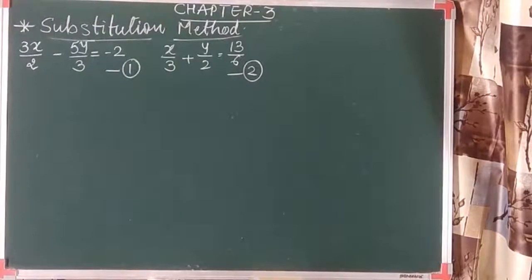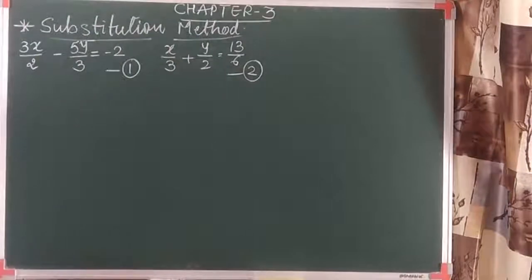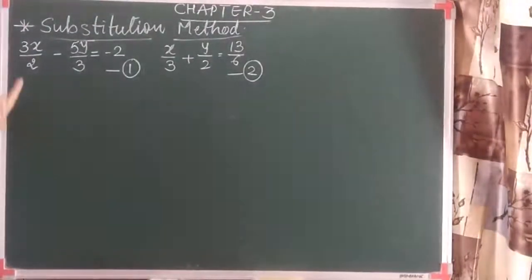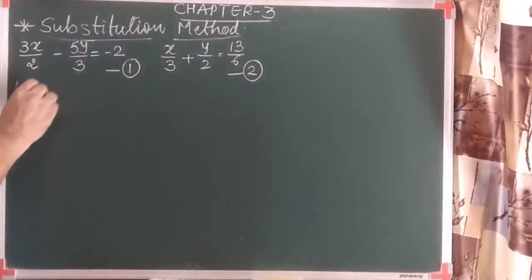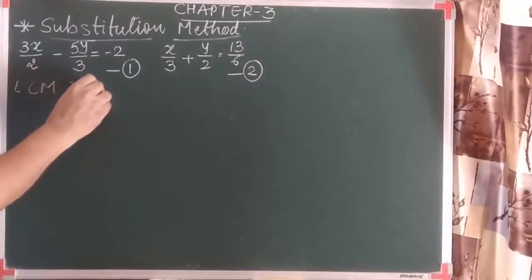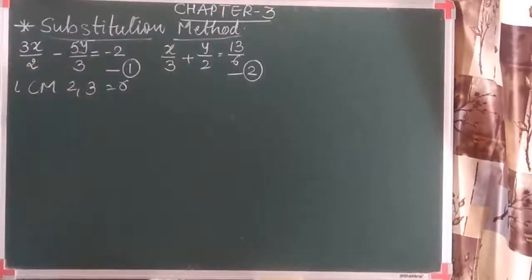Let's see one more question to simplify and get the solution by the method of substitution. As we discussed earlier, we should never keep the equation in fraction form. So first we have to convert this into integers. Let's take the LCM. The LCM of 2 and 3 is 6. I am talking about the first equation.